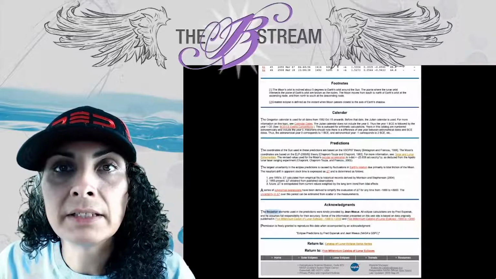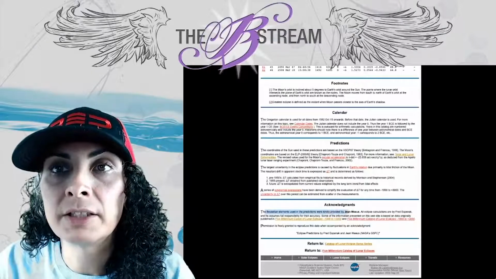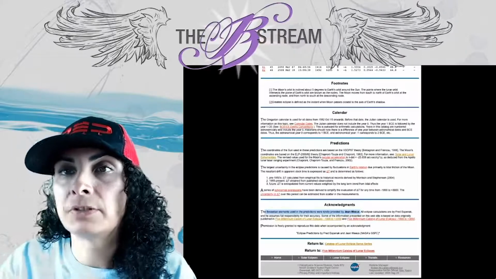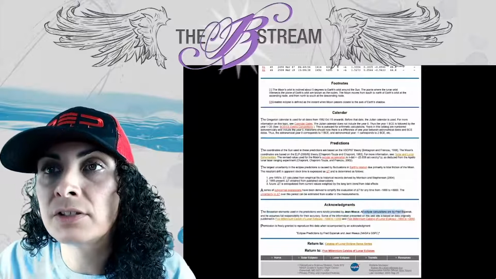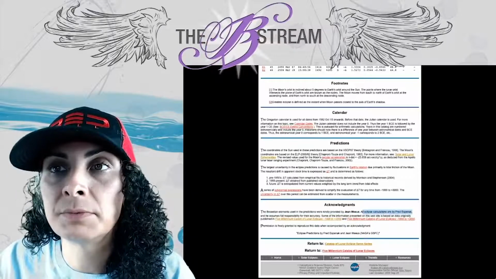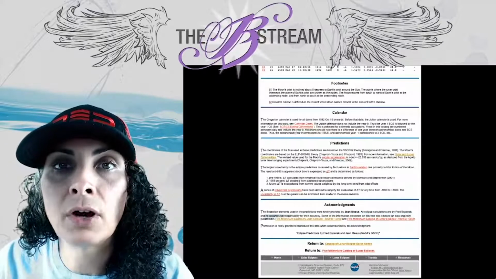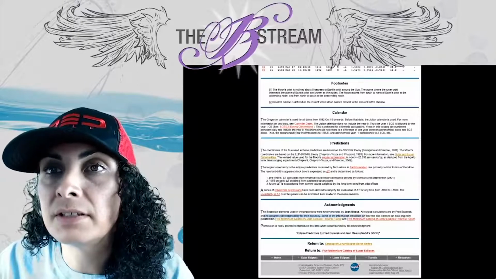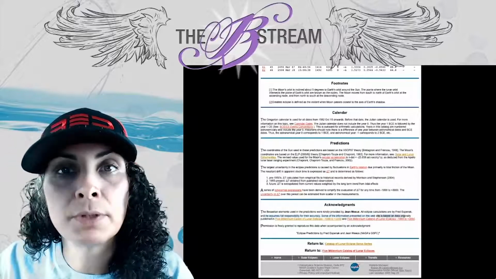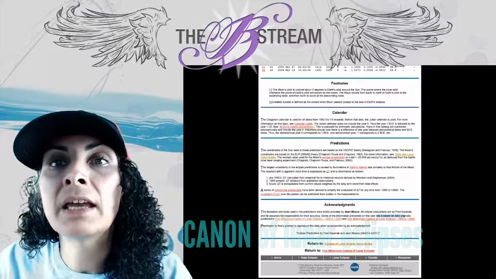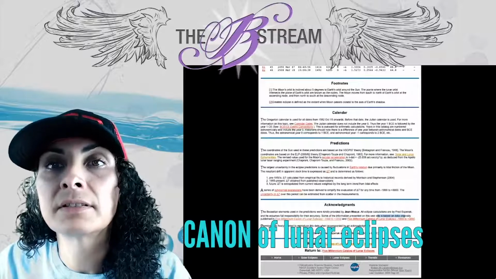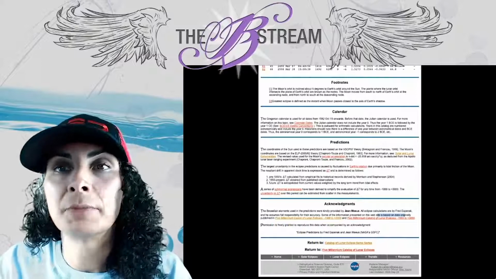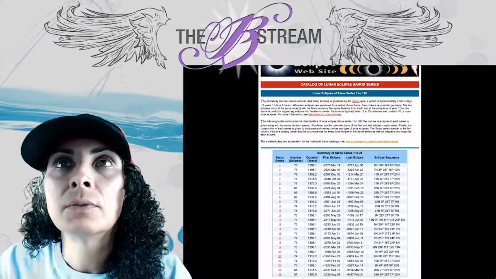these Besselian elements used in all predictions were kindly provided by Jean Meus, and also all eclipse calculations are by Fred Espenac, who's Mr. Eclipse. Okay, he assumes full responsibility for their accuracy. Some of the information presented on this website is based on data originally published in 5 Millennium Canon of Lunar Eclipses. Okay? That's where these Saros cycles come from. Okay, so what does that mean? What does that mean?